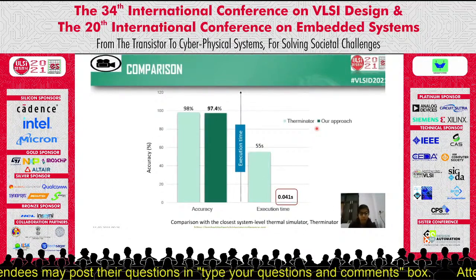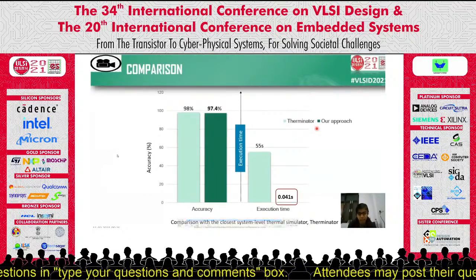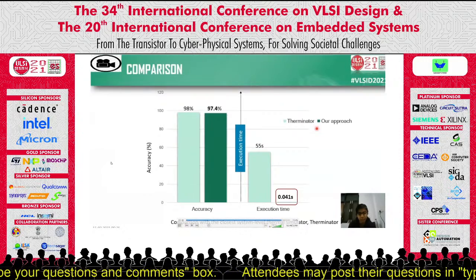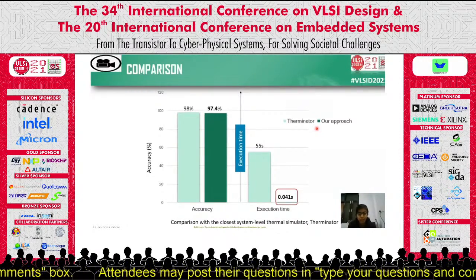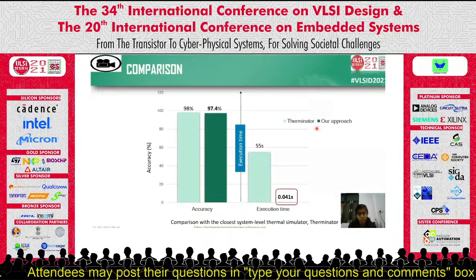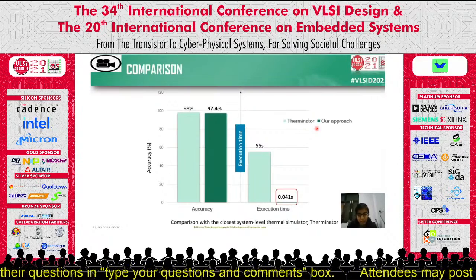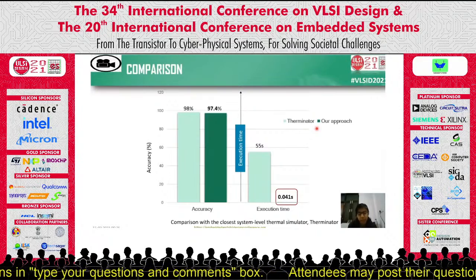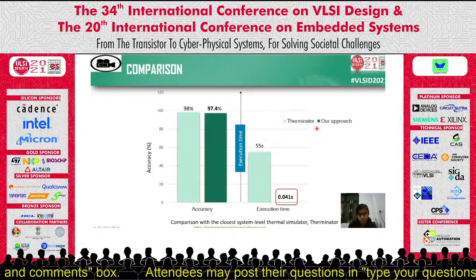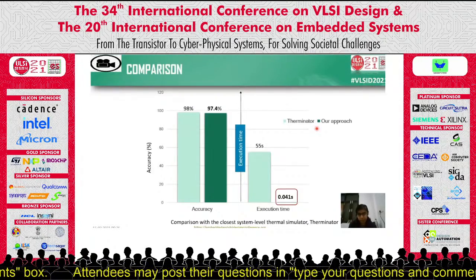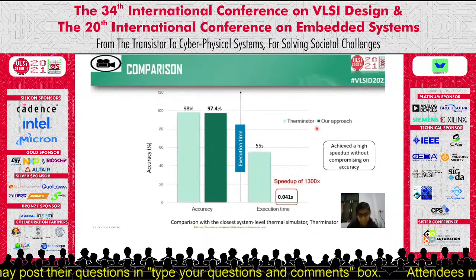So here is a comparison of our approach with that of the closest system level thermal simulator, that is Therminator. As we can see, our approach is almost as accurate as Therminator, and we take 5 milliseconds to compute the full system temperature profile as compared to 55 seconds taken by Therminator. Hence, we achieve a 1300 times speedup over Therminator without any compromise on the accuracy.